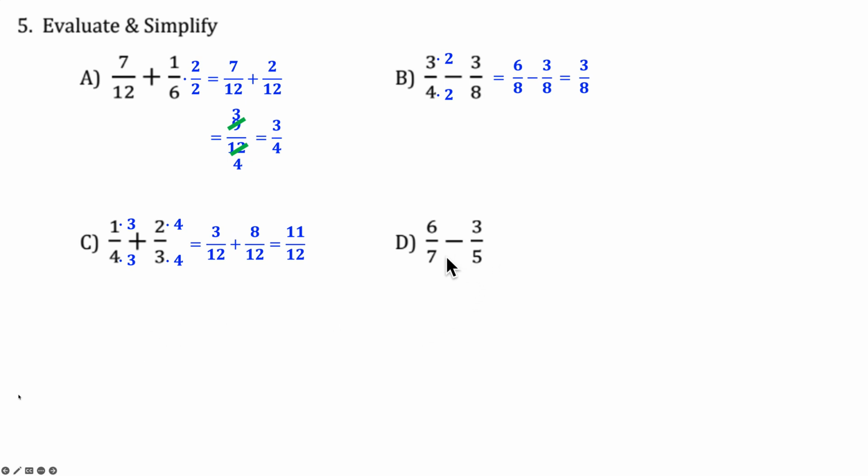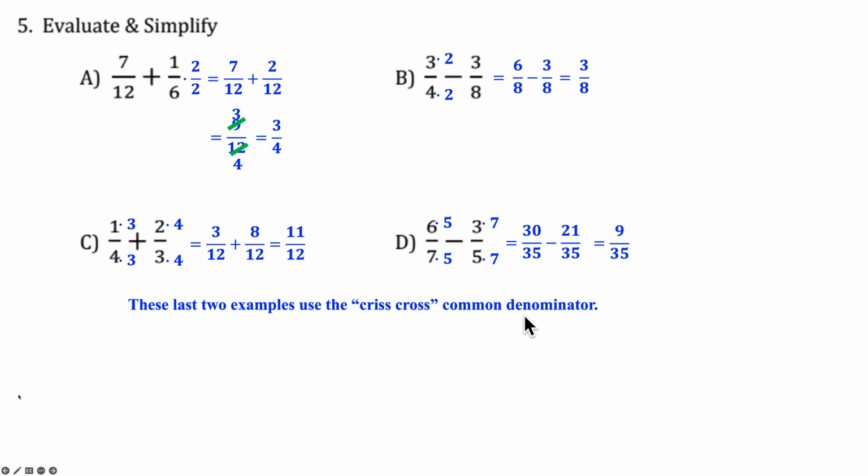Part D, 5 doesn't go into 7, so again, crisscross, take the 5 and multiply it to the top and the bottom of the first fraction. That's the second denominator. So times 5 times 5. Take the first denominator and multiply the top and bottom of the second fraction. We're going to get 30 over 35 minus 21 over 35, which technically is going to give me 9 over 35. So like I said, these two examples use that crisscross common denominator technique.